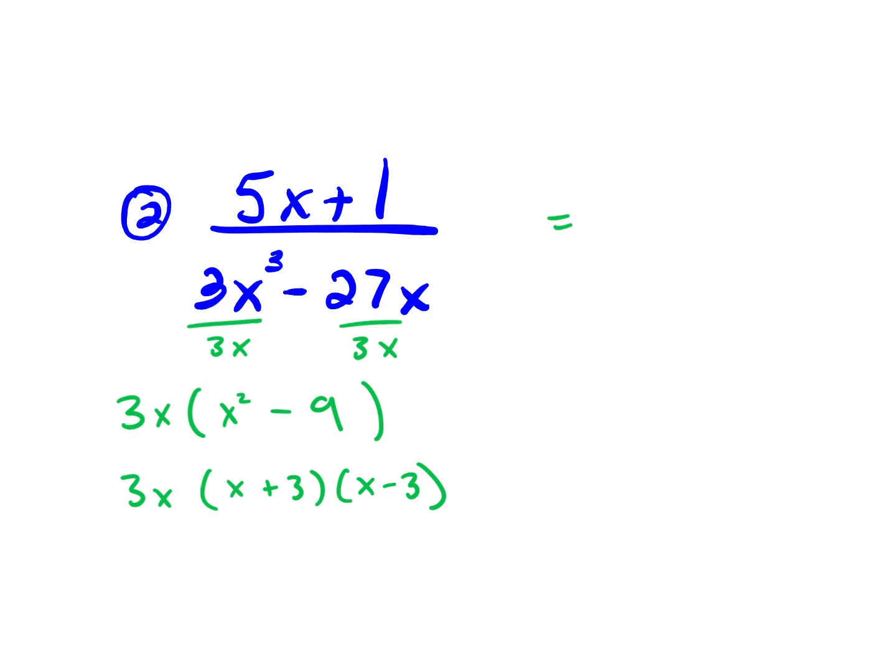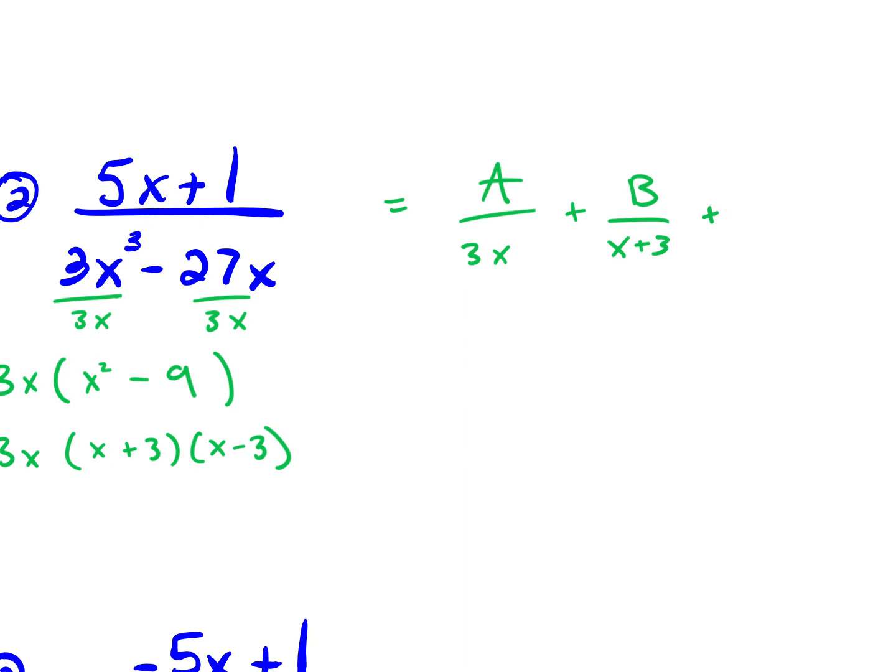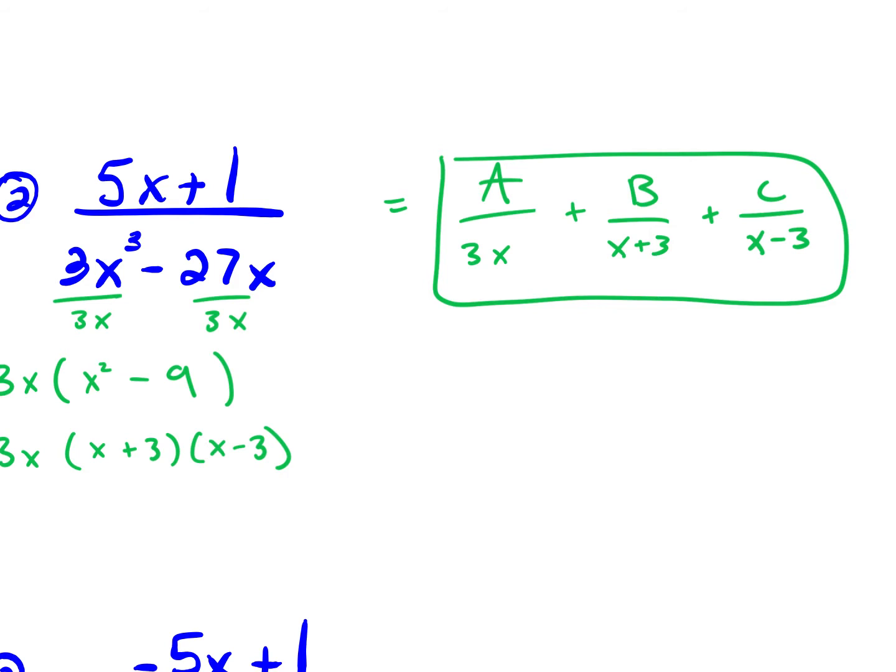So how would I write my answer? I switched them, but it doesn't matter the order. If you had x minus 3 first, then x plus 3, that's fine too. So this is our answer. So all you have to do is factor it, and then you set each piece of the factor under its fraction.